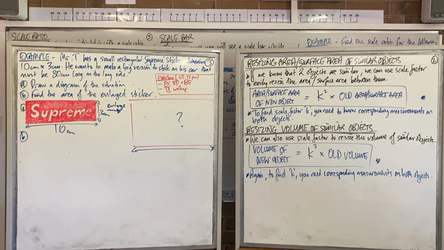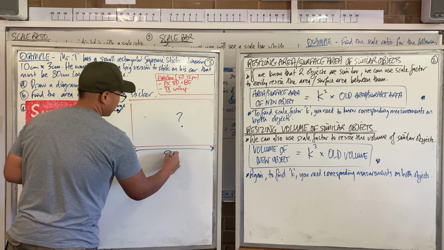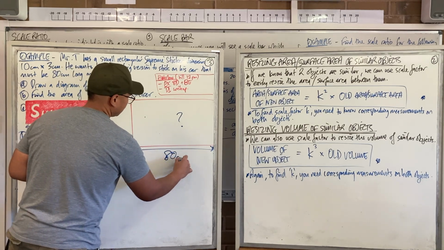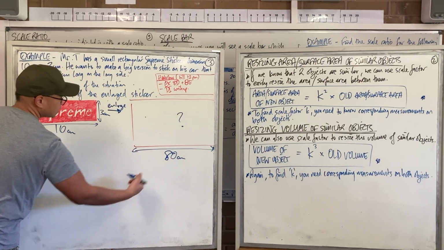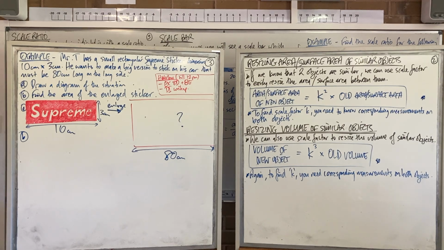He wants to make a big version to stick on his car that must be 80 centimeters long. So all I know is that this needs to be 80 centimeters. That's it. I don't know what the area is. That's what it's asking me to find. Have I drawn a diagram of the situation? I've got a small one. I've got the big one. And all I know is it's 80 centimeters. Okay? That's part A done.